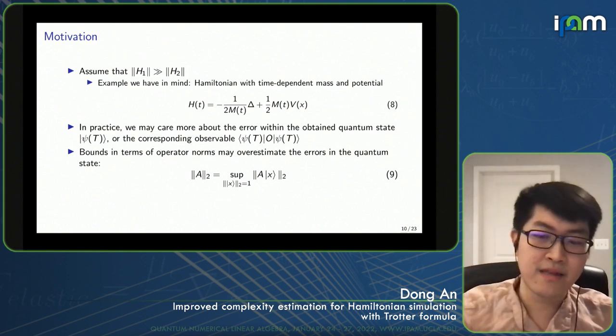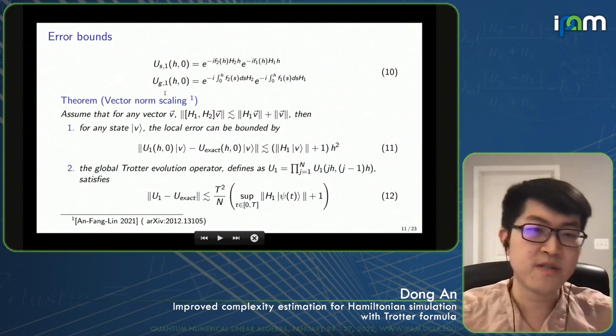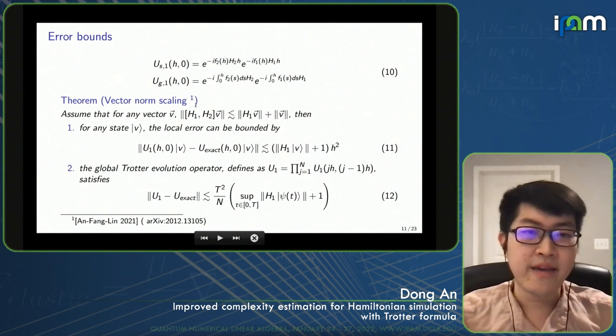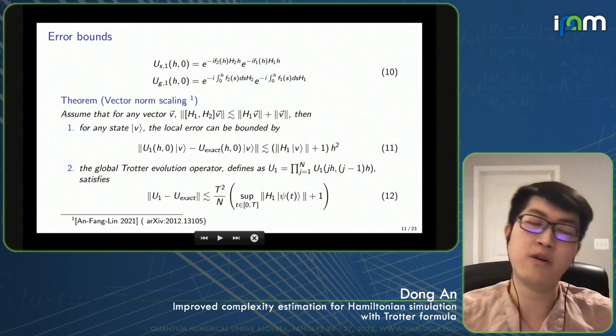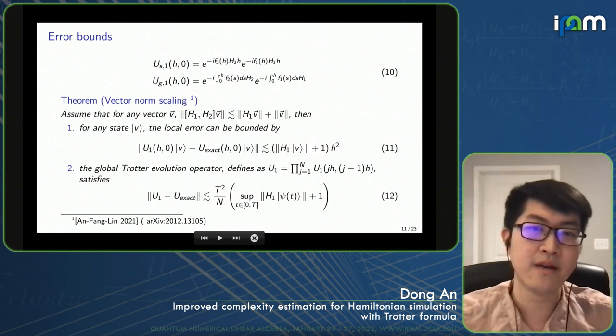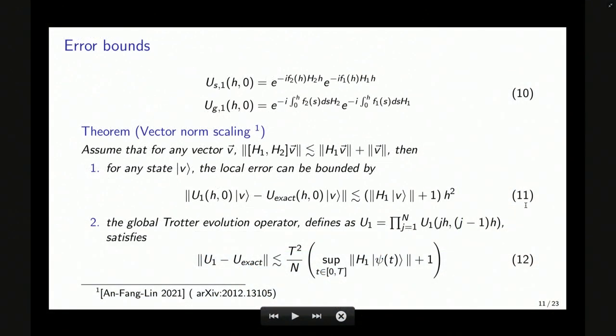And with that idea, we successfully proved the error bounds in terms of the vector norm. Here I just show you the error bounds for the first order standard and generalized Trotter, but in our paper, we also show some results for the second order method. So here for the first order method, we can see that the local error is given in this equation 11.